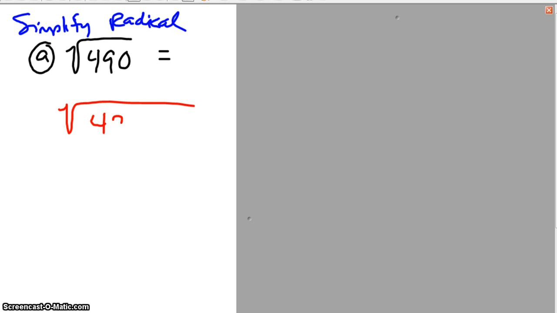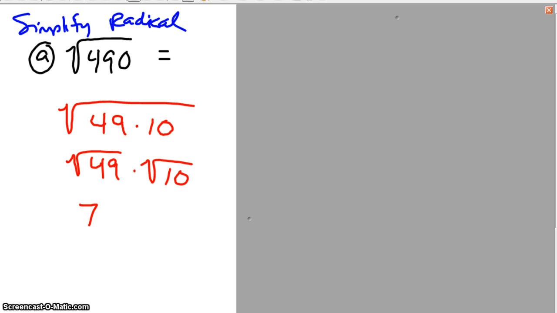Good. We could write this as 49 times 10, right? 49 times 10. And as we saw with the product property, we could even write this as the square root of 49 times the square root of 10. And that's where Ryan saw 7, right? The square root of 49 is? 7. So the question is, does the square root of 10 have any perfect square factors in it?